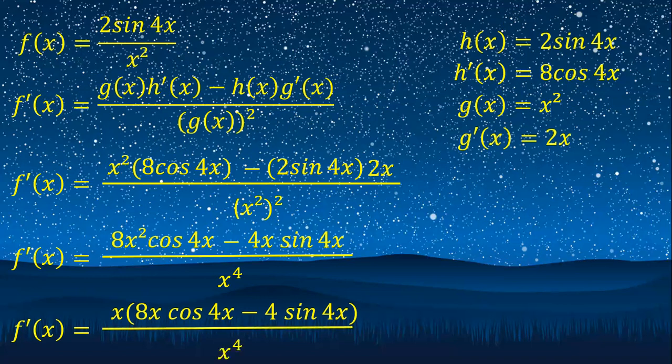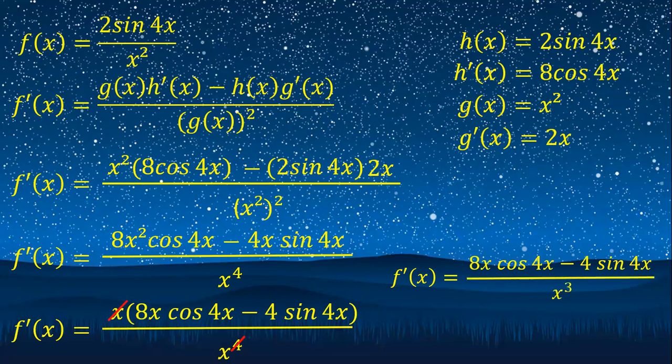Then by that, we can cancel out x in the numerator and one variable x in the denominator. So we have f prime of x equals, what is left in the numerator is 8x cosine 4x minus 4 sine 4x, all over x to the fourth becomes x cubed. So the correct derivative is 8x cosine 4x minus 4 sine 4x all over x cubed.